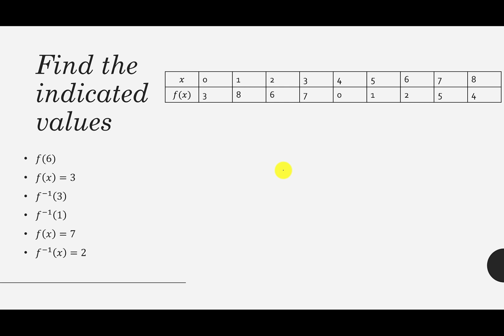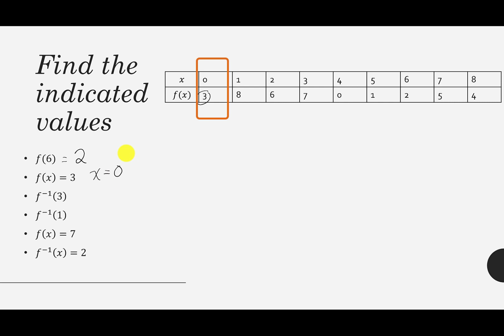So I'm going to start with f of 6. So I'm looking along the x's. I see 6, it goes to 2, so f of 6 is 2. The next one says f of x is equal to 3. So I want to look through the f of x values. I see 3, which says the x value is 0.